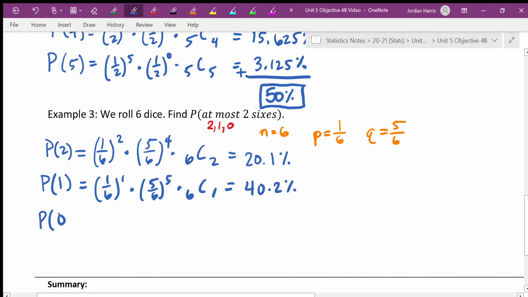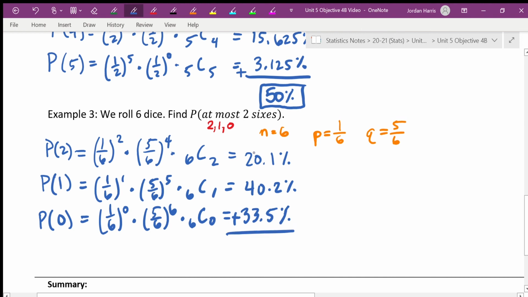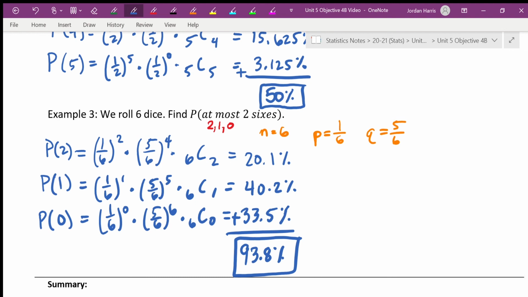And finally, probability of 0. No 6s, so it's 2 6s, 1 6, and now no 6s. 1/6 to the 0, remember that's just 1. 5/6 to the 6th times 6C0, and you get 33.5%. And we add them up, and we get the final answer of 93.8%, which is pretty big. If you rolled 6 dice, you have almost a 94% chance that you would get at most 2 6s. Getting more than 2 6s is actually a very, very slim chance with 6 die rolls.